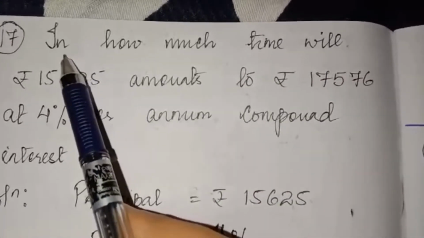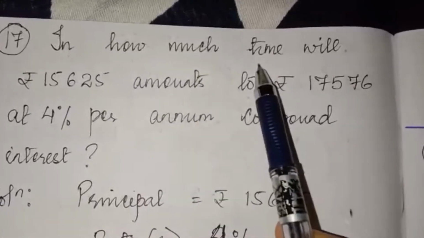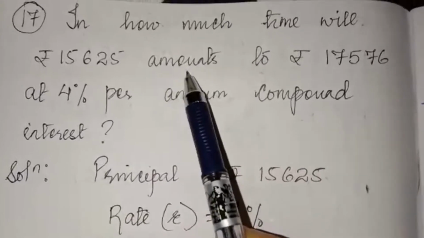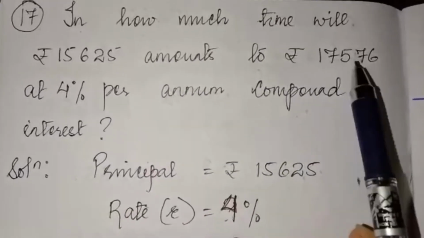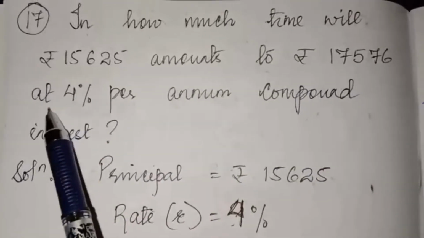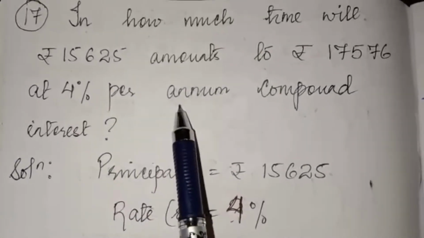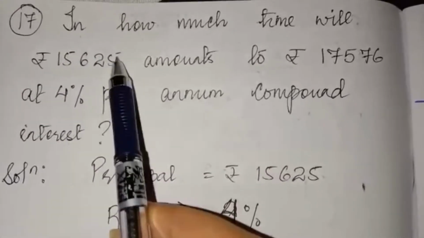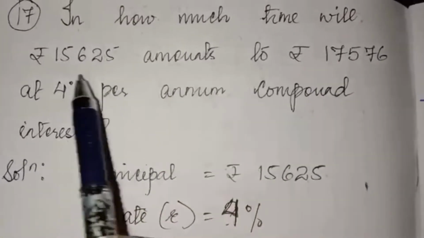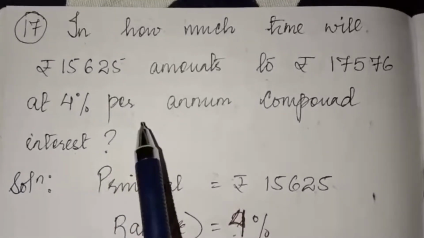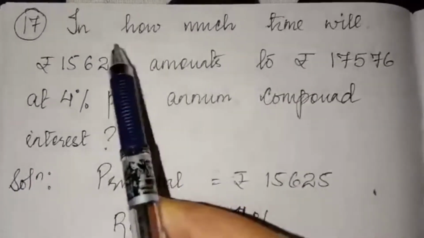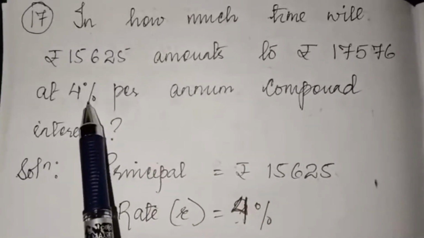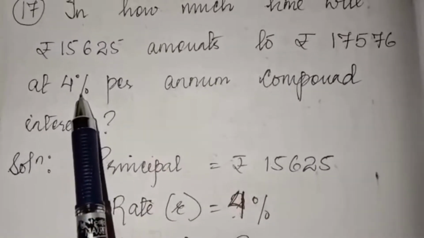Okay. So your question is, in how much time will rupees 15,625 amount to rupees 17,576 at 4% per annum compound interest? So in this question, this is principal, this is amount, this is rate. So you have to find time. After how much time will this principal amount to this much, and the rate is 4%. So here small n is the question mark.